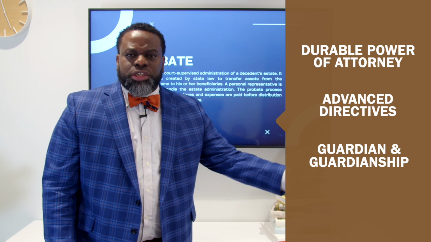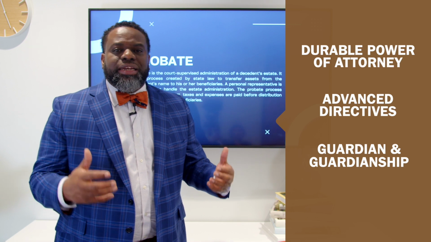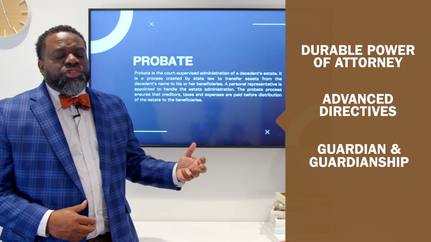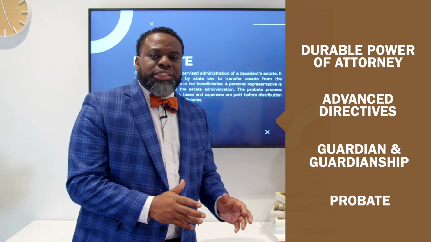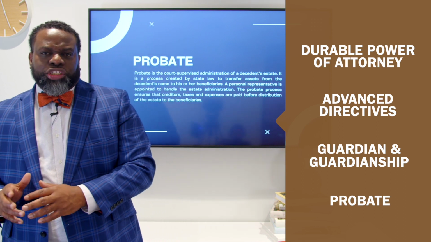That's when we petition the court on behalf of the ward who is deemed incapacitated, and the guardian can then act on behalf of the ward. The next thing we've talked about is probate, the probate process where we are transferring assets from the name of the decedent into the name of his or her beneficiaries.